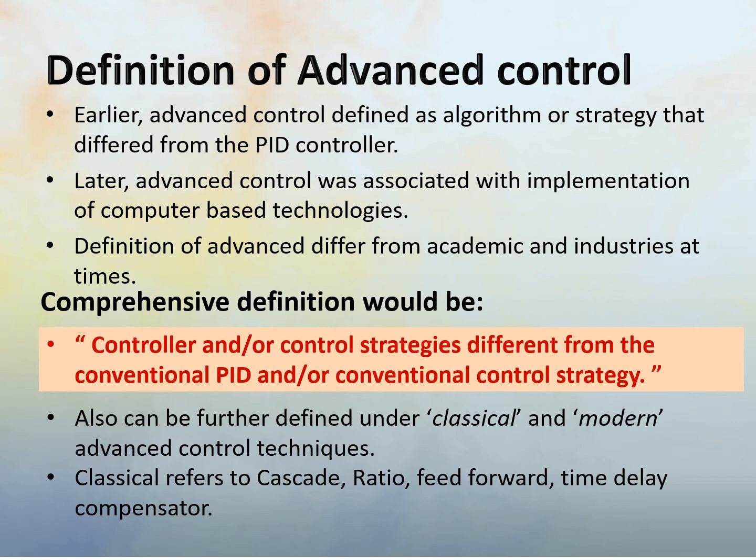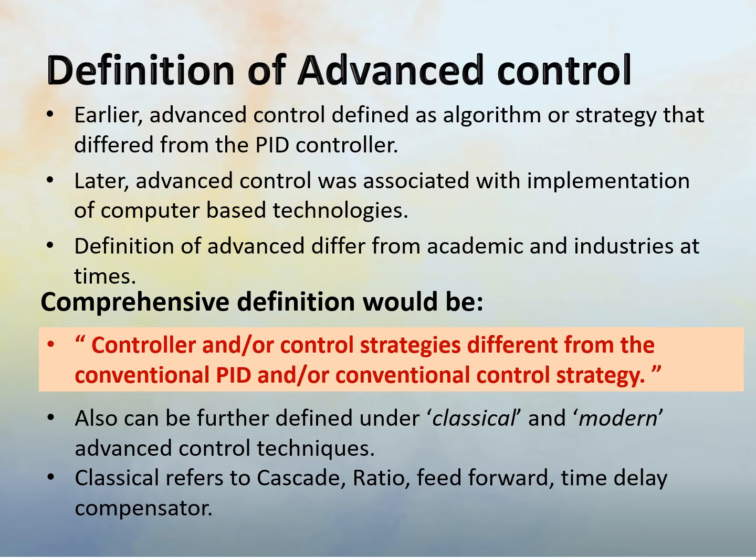In terms of definition, advanced control is defined as an algorithm or strategy that differs from the PID controller, and most of it is associated with computer-based technology. There are different definitions from academia and industries, but in reality a comprehensive definition would be a controller or control strategy that differs from the conventional PID, or differs in terms of the control strategy or the 4-element loop that we see in PID.